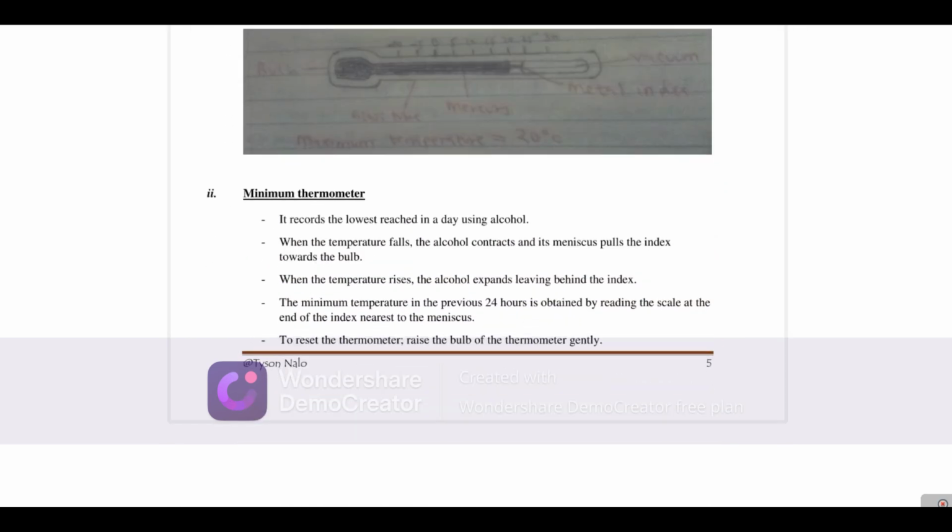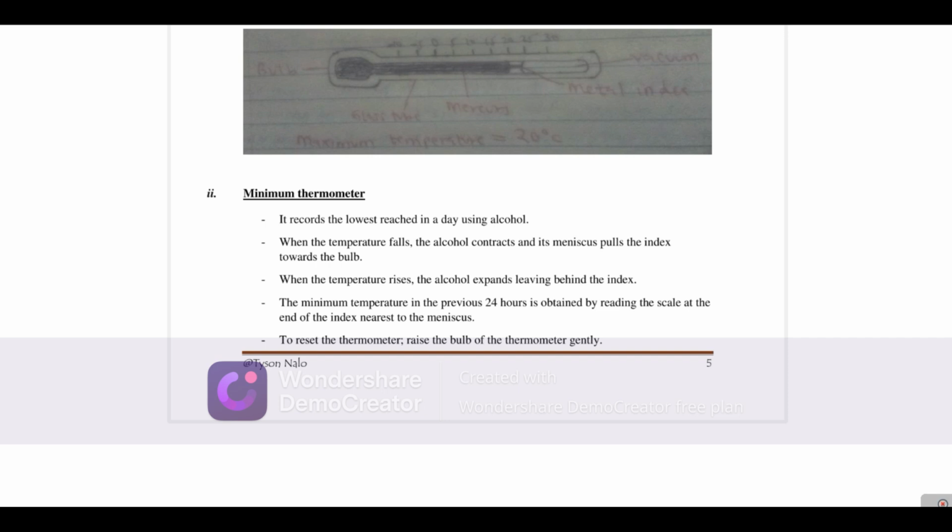Let's now move to the minimum thermometer. It records the lowest temperature reached in a day using alcohol. The liquid that is used here is alcohol. You remember in the maximum thermometer, the liquid that is used is mercury.